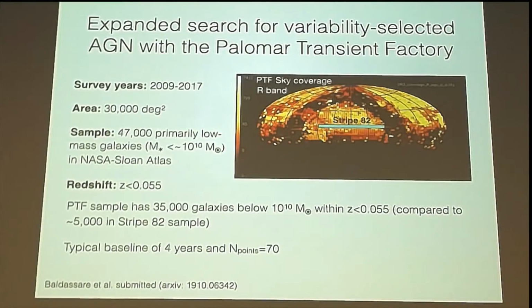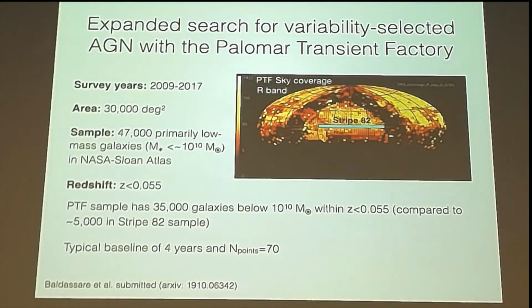And this just shows the area of Stripe 82 relative to the area of the Palomar Transient Factory. And the map there is color-coded by the number of images that were taken for each region of sky. The color bar is hard to see, but ranges from 0 to 7,400. So some areas of the sky got a lot of coverage, which is really great. And all of this data is publicly available.